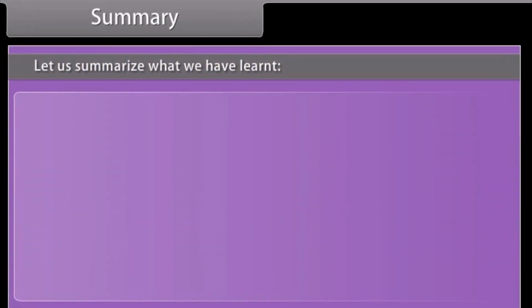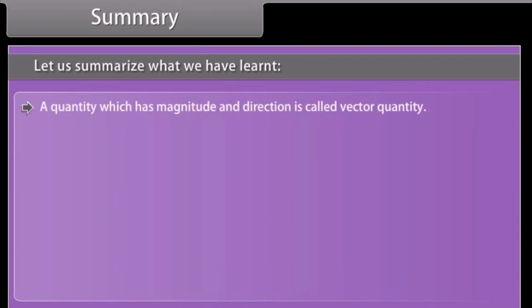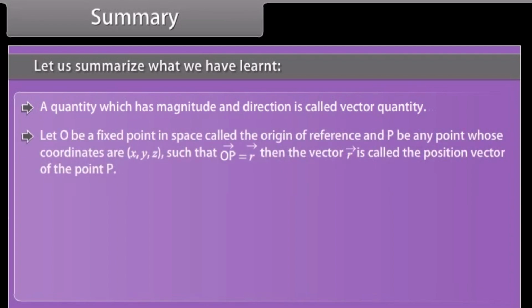Summary. Let us summarize what we have learned. A quantity which has magnitude and direction is called a vector quantity. Let O be a fixed point in space called the origin of reference and P be any point whose coordinates are x, y, z such that vector OP is equal to vector R. Then the vector R is called the position vector of the point P.